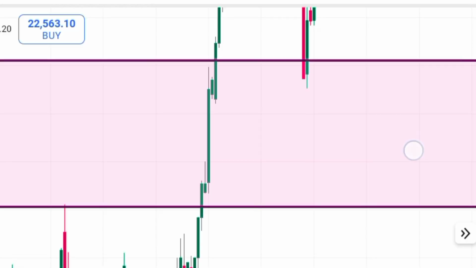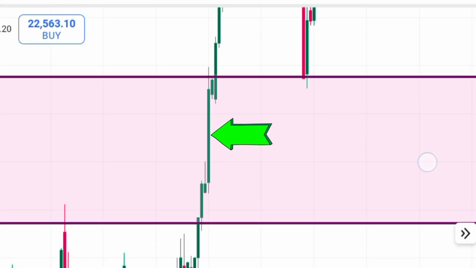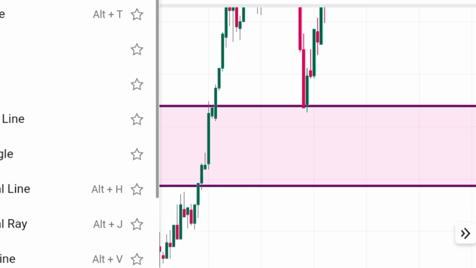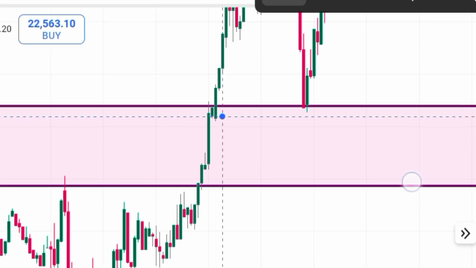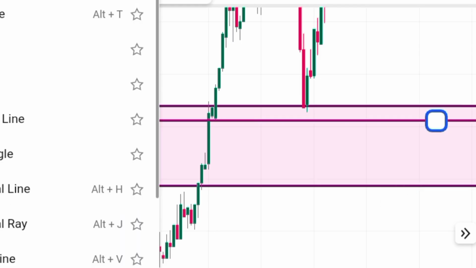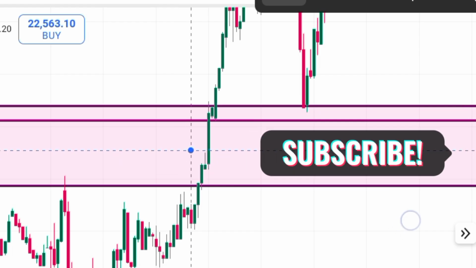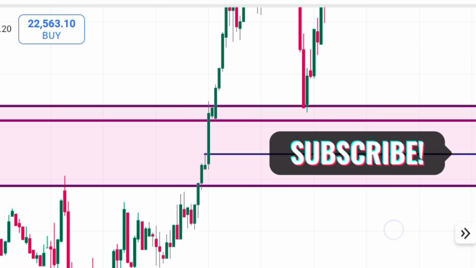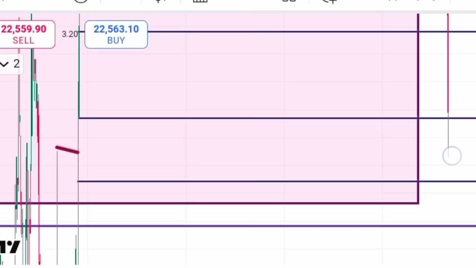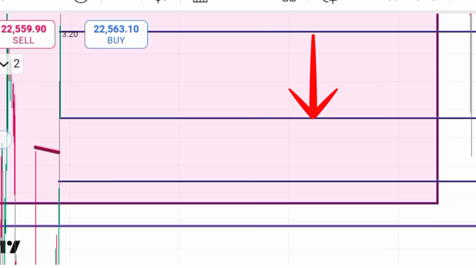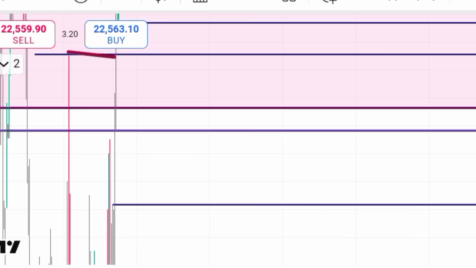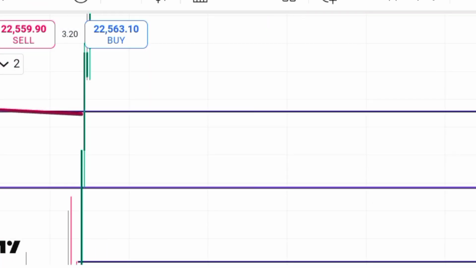Let's mark it. We have imbalance right here. We have imbalance here. That is our imbalance right there. Two imbalances are important. We have this one and this one, which are the two important imbalances. Let me delete the zone.